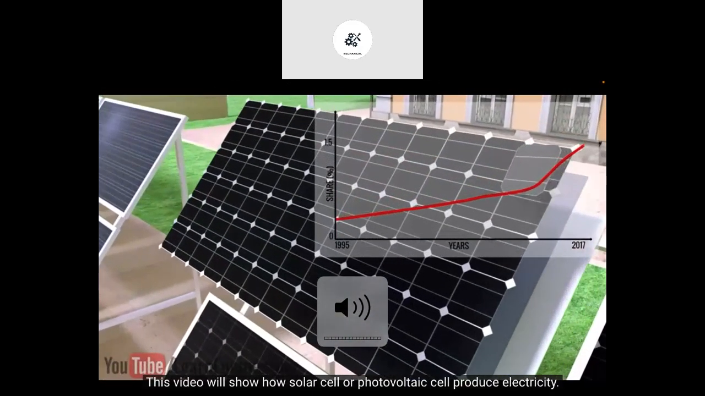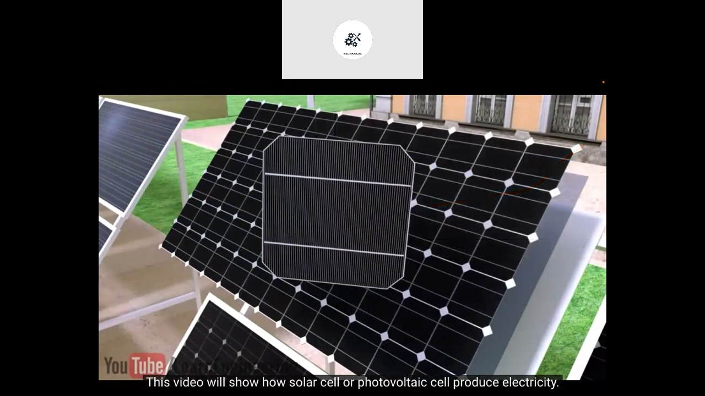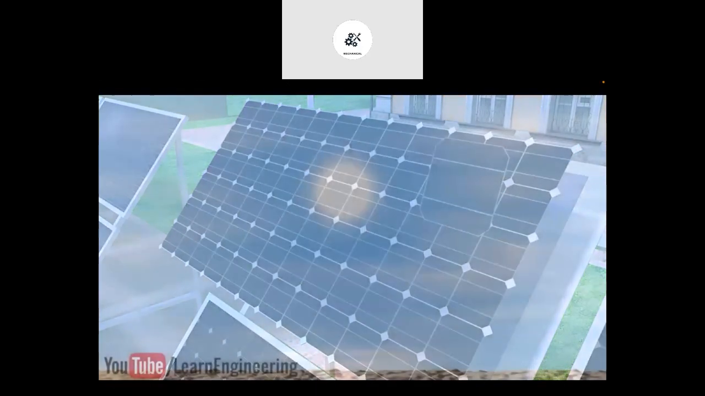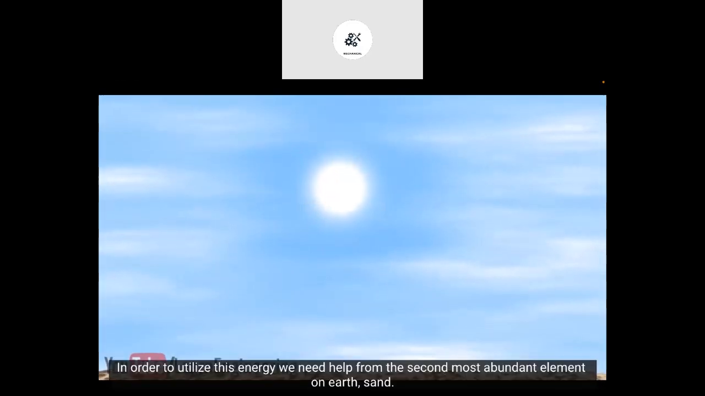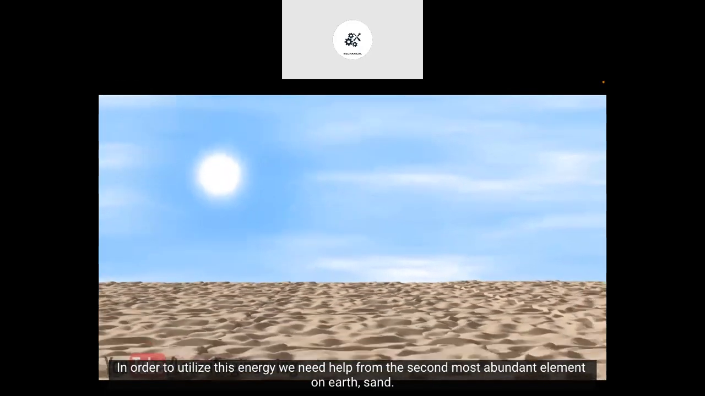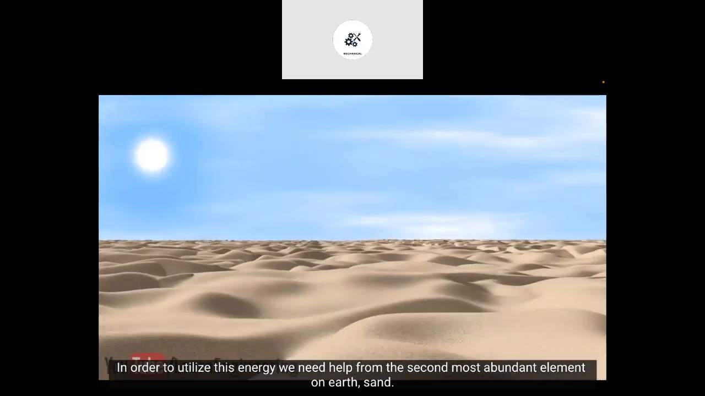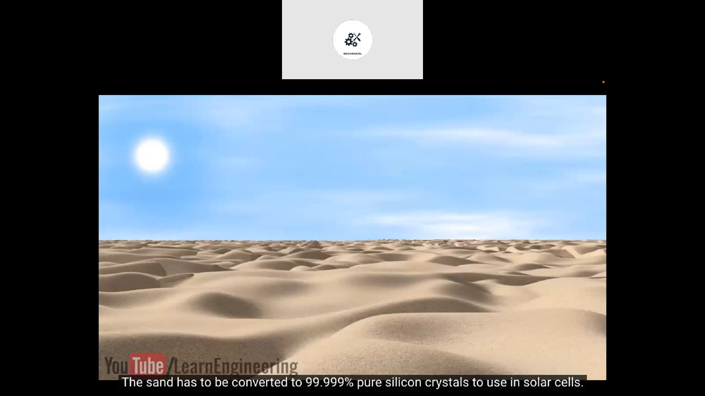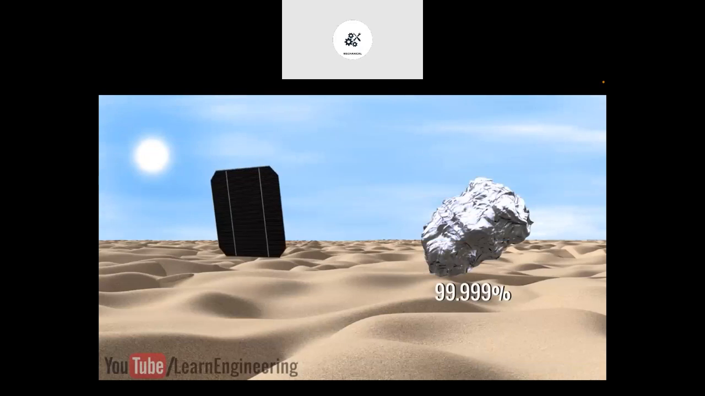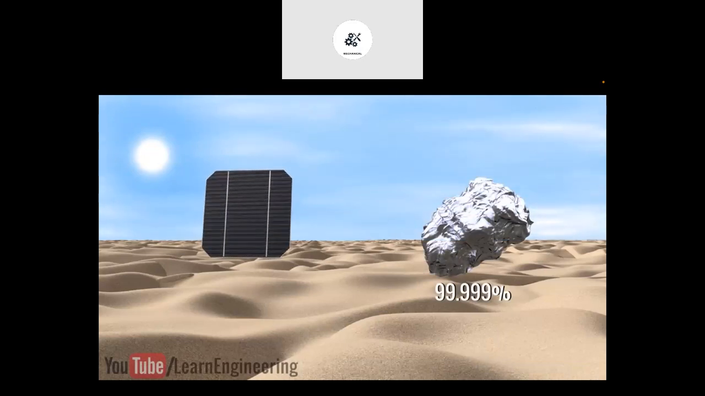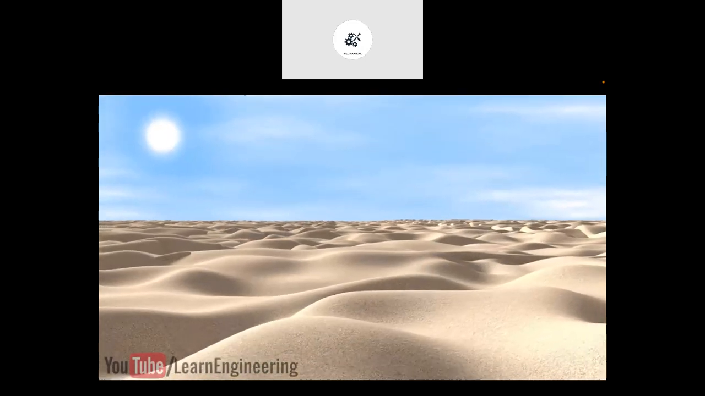Energy to the world's total energy supply has grown significantly. This video will show how a solar cell or photovoltaic cell produces electricity. Energy from the sun is the most abundant and absolutely freely available energy on planet Earth. In order to utilize this energy, we need help from the second most abundant element on Earth, sand. The sand has to be converted to 99.999% pure silicon crystals to use in solar cells.